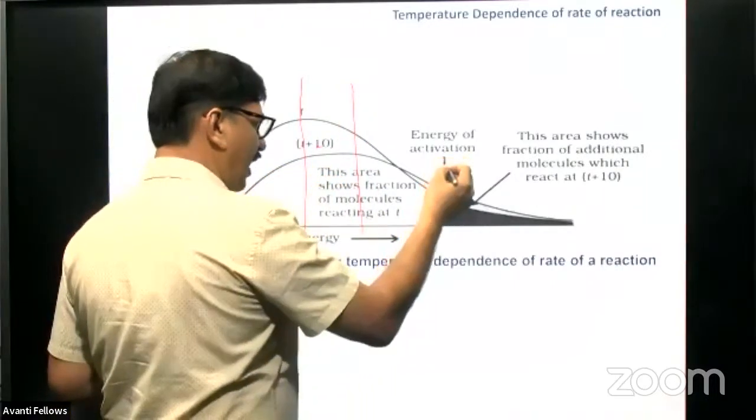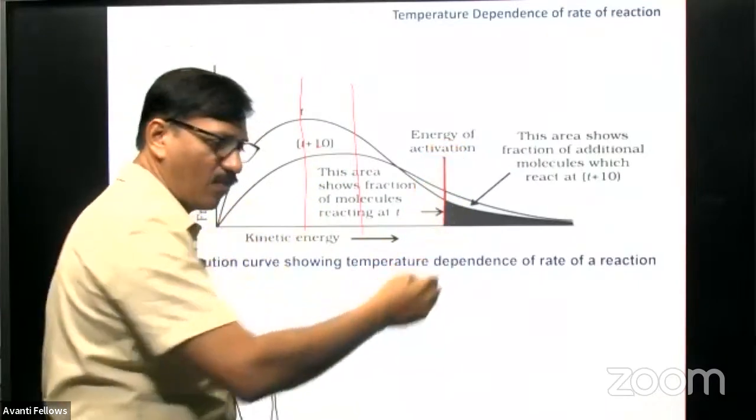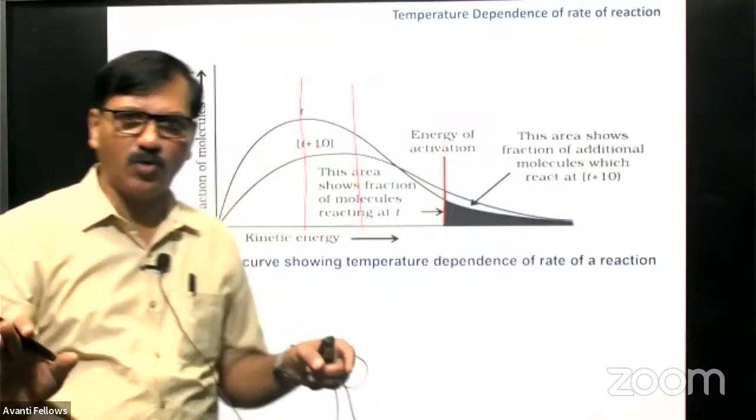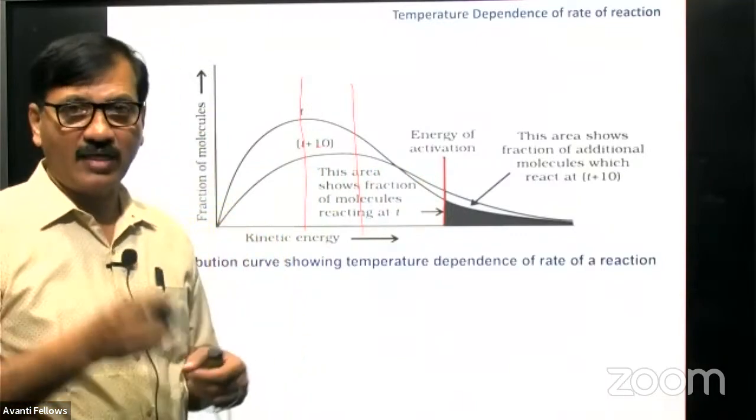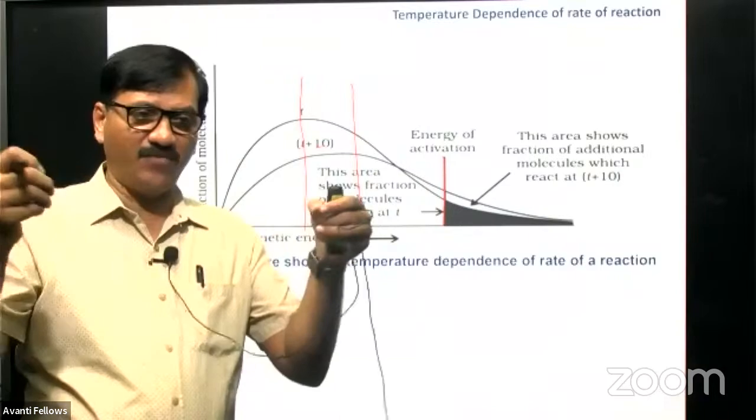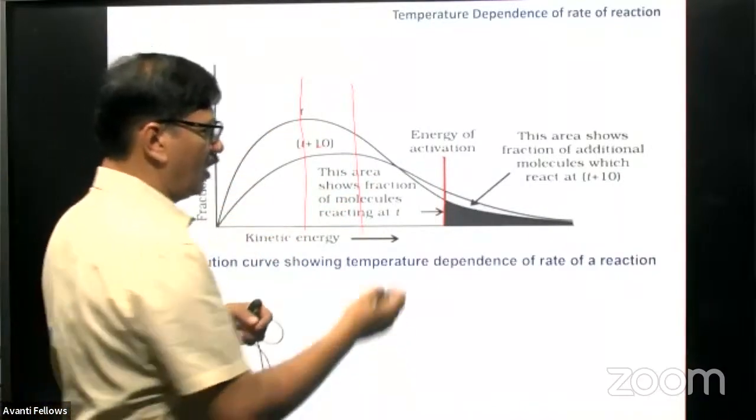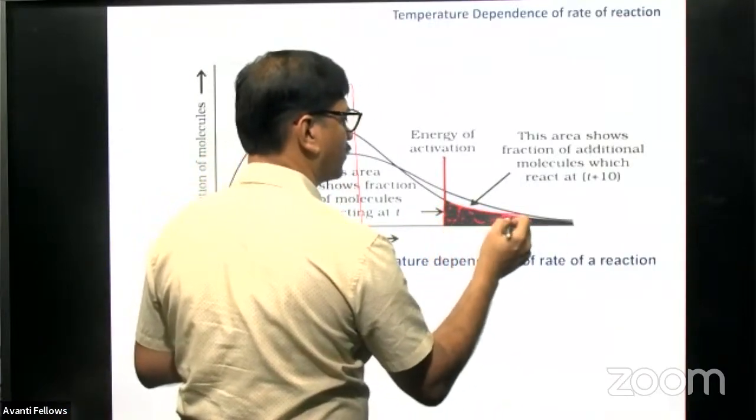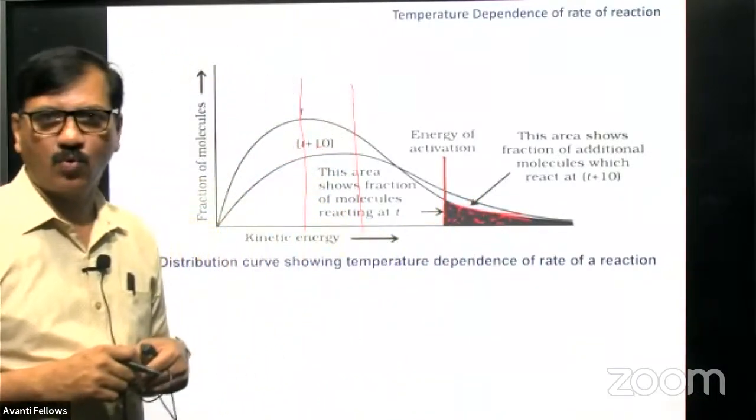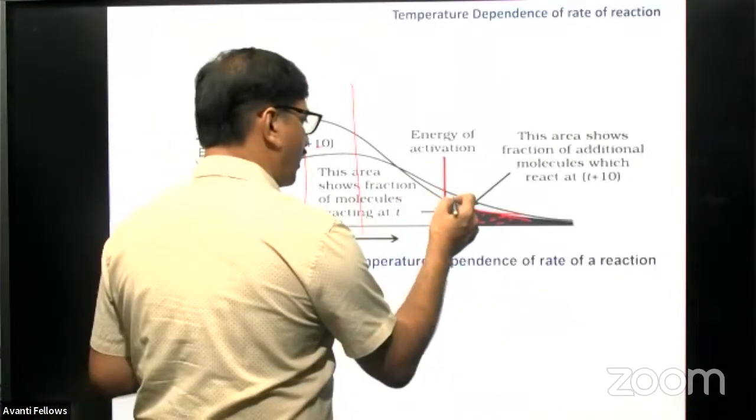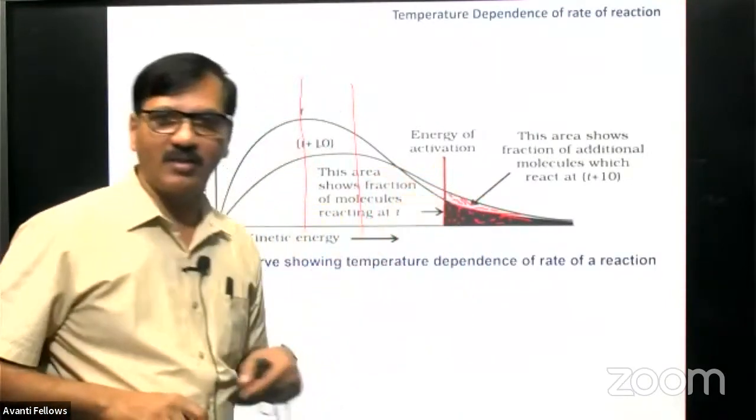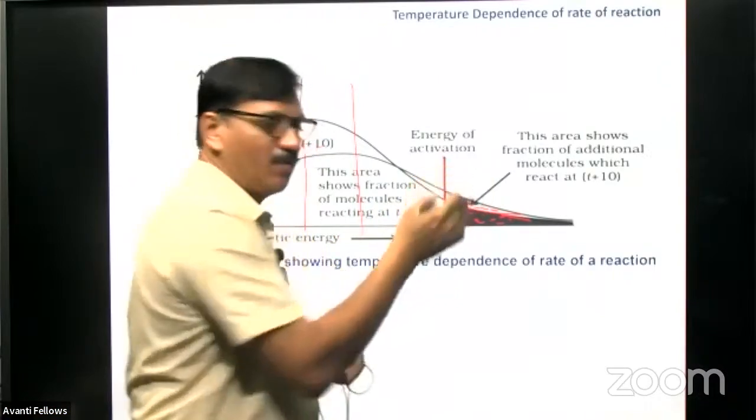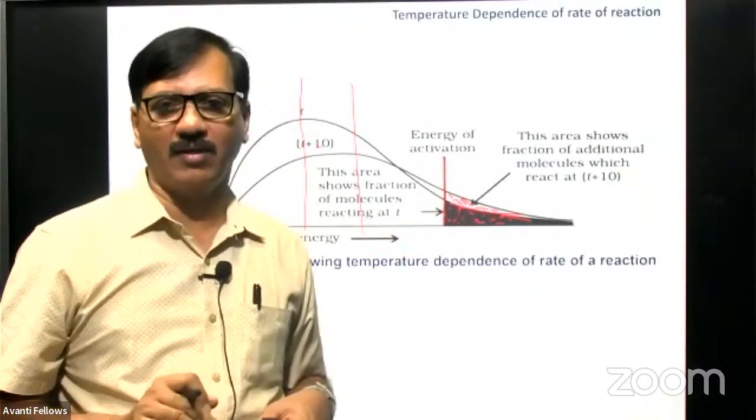Now, suppose this is the activation energy, meaning the energy required for the reaction to occur. All particles which have less energy cannot participate in the reaction at all. They should possess that much energy so that if they collide, they probably bring about the reaction. At T degrees Celsius, only these molecules were qualified for the reaction. When you increase the temperature, more molecules come in, so a greater number of molecules will qualify for the reaction.